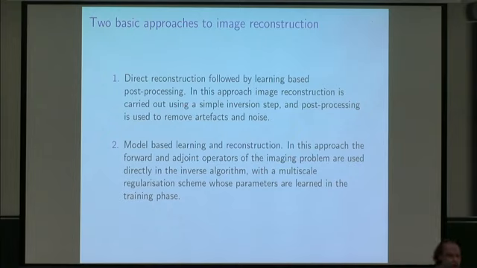So as maybe some of you have heard today also, there are two fundamentally different approaches for image reconstruction with deep learning. The first one is we take a simple reconstruction, like applying the adjoint, or in CT use filtered back projection, and then train a network to remove artifacts. And that in many applications actually is rather powerful and especially fast.